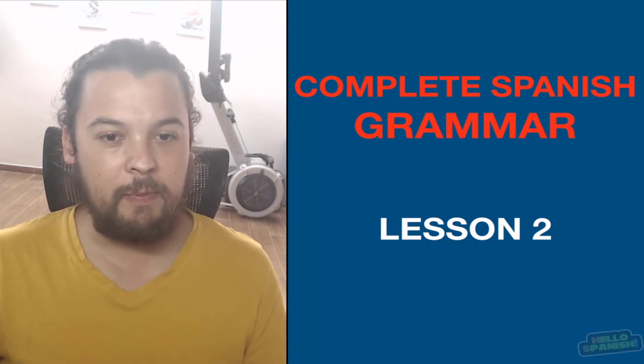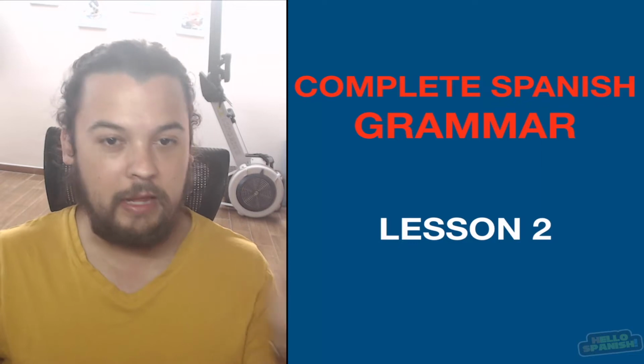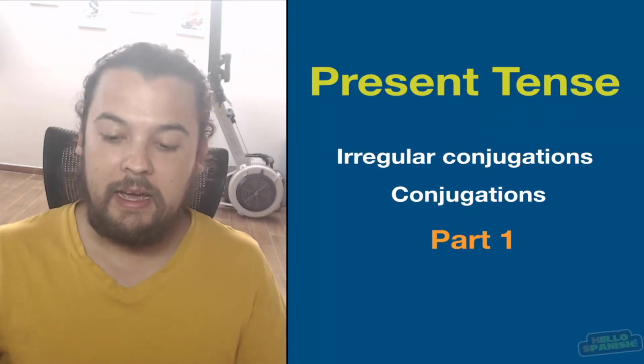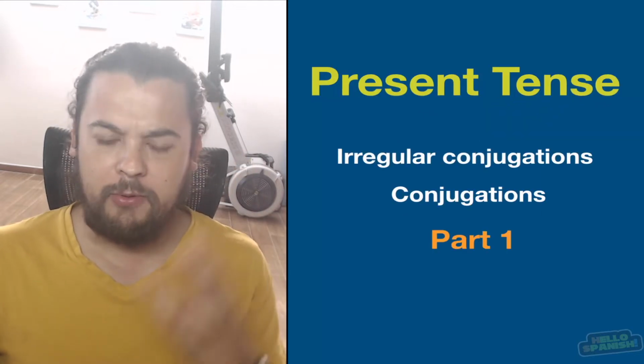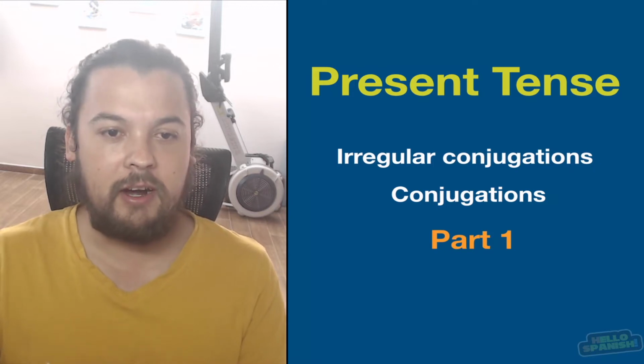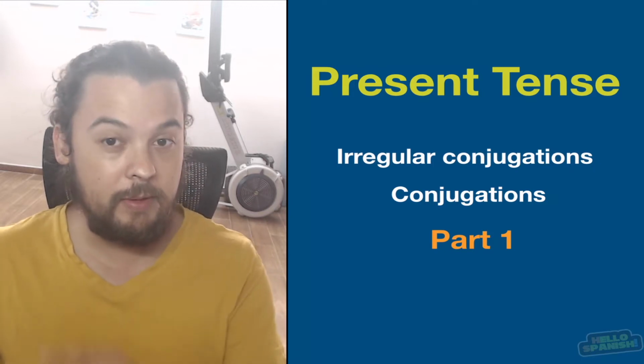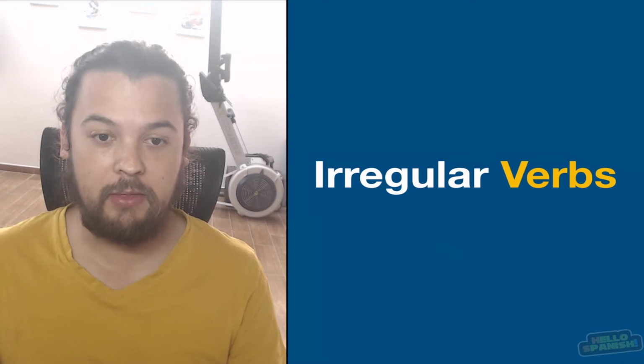In today's video, we're going to continue with lesson 2, part 1 out of 3. These three parts are the irregular conjugations from the present tense. Do not forget that one.